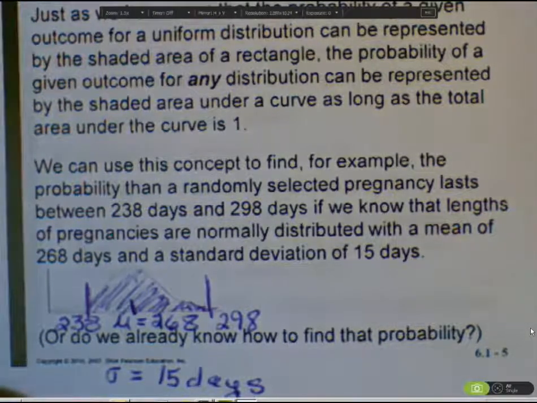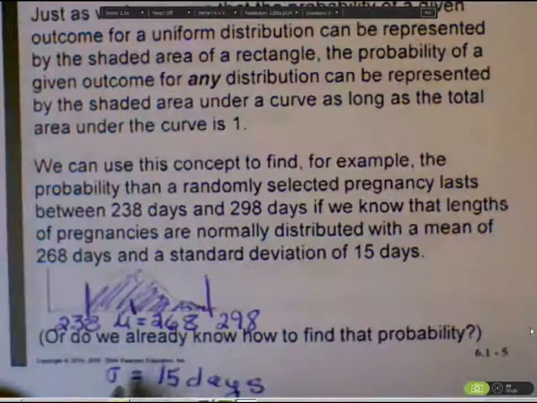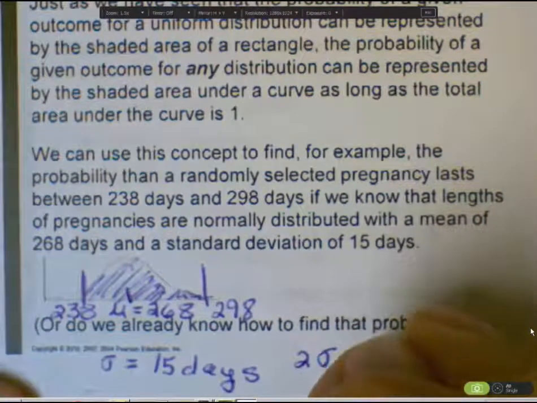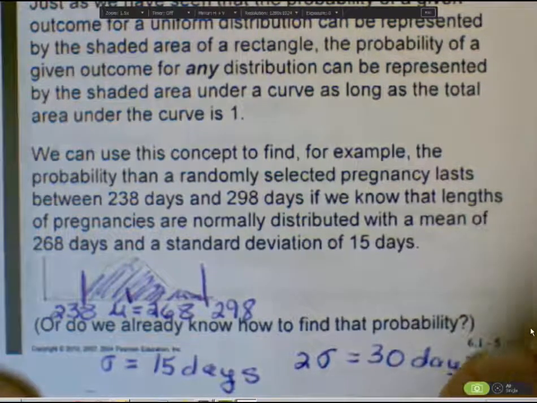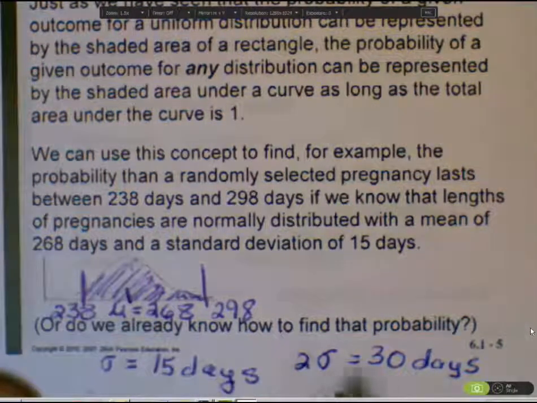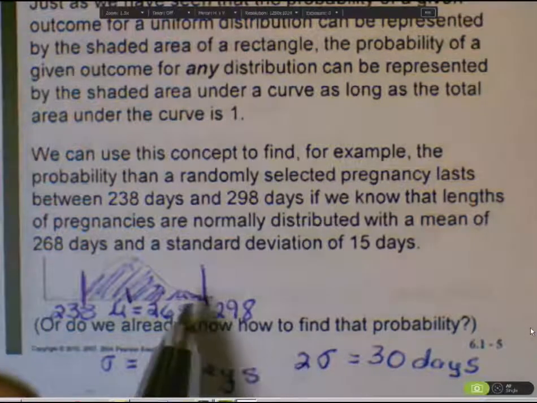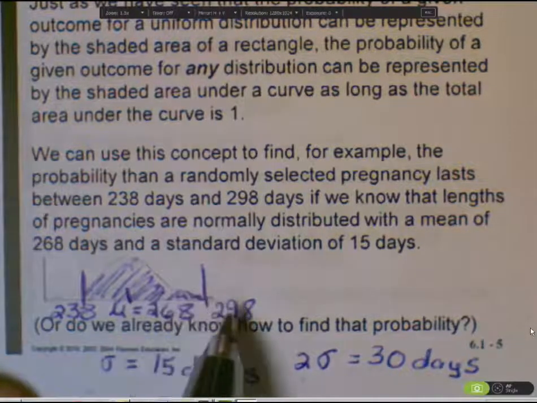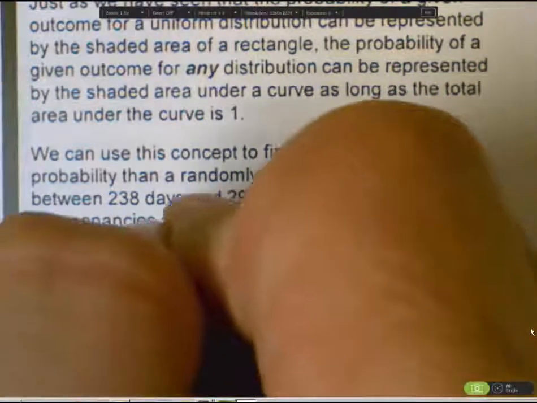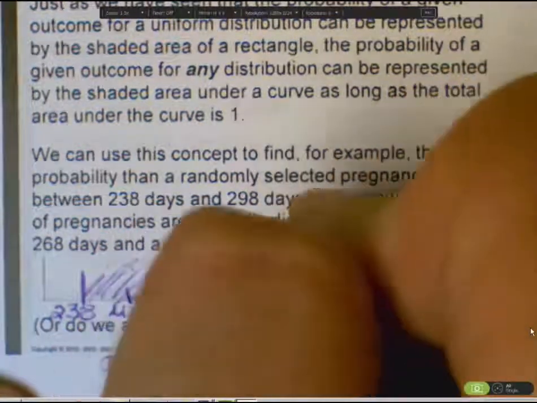And how many standard deviations would that be? Well, if one standard deviation is 15 days, then two standard deviations is 30 days. In other words, 238 is two standard deviations below the mean, and 298 is two standard deviations above the mean. What percent of the population do we know lies within two standard deviations of the mean, either two standard deviations above or two standard deviations below? It's the empirical rule that has already answered that question for us.